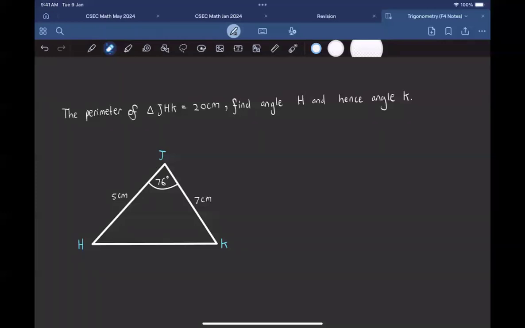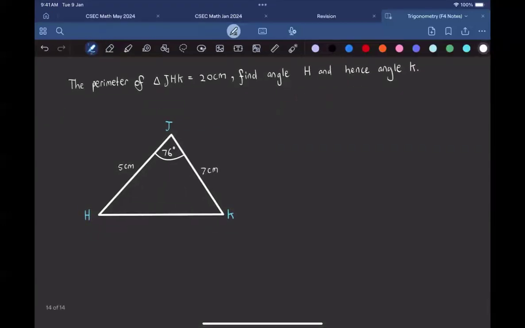Rihanna, tell me what you got. 58.10. Correct, round off to 1. And now that you have that, you could find angle K because you know what the two angles are. So I'm going to do the calculations here and see if everything works out.